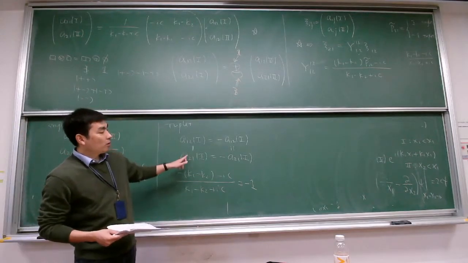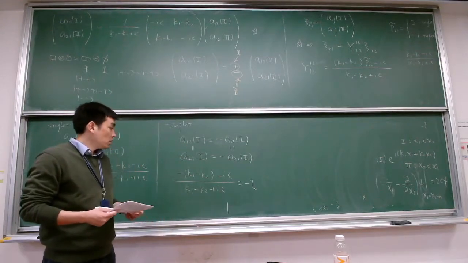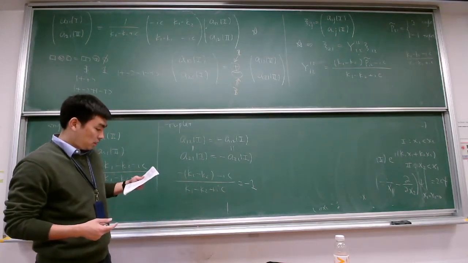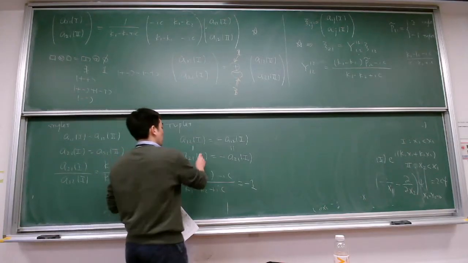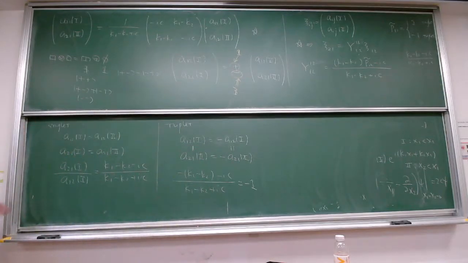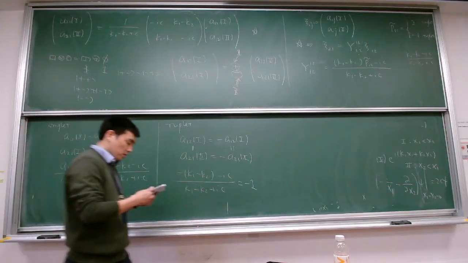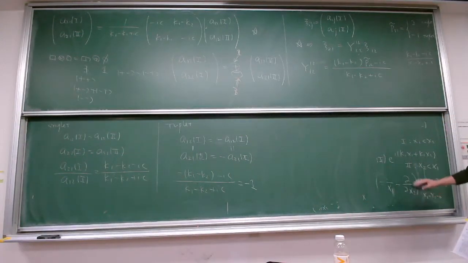So therefore, all the coefficients can be identified. I think that should be 2. Right-hand side, A12 of 1 plus 1. Oh, thank you very much. So everything is trivial. Therefore, the difference between the triplet and singlet is very significant.